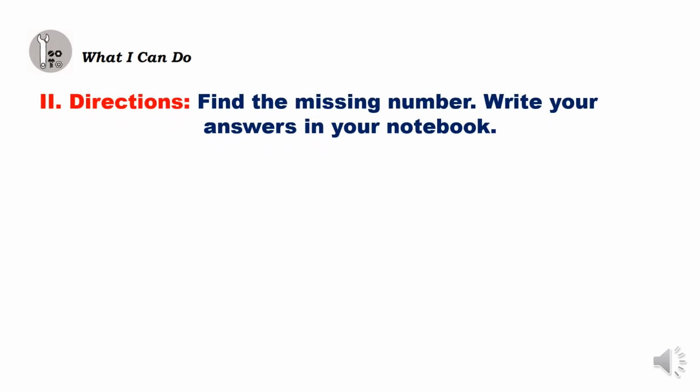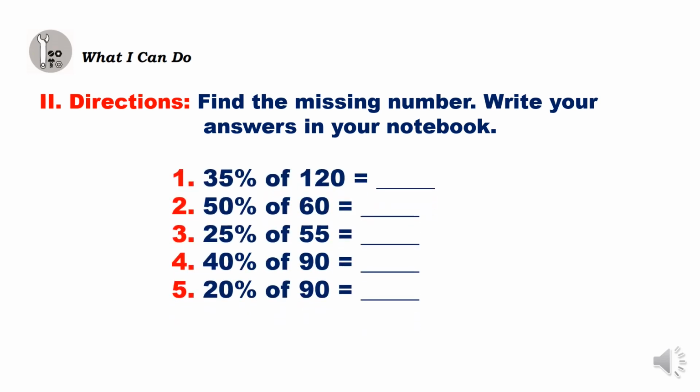Find the missing number. Write your answers in your notebook. 35% of 120. So you need to multiply 35 hundredths times 120, and that is 42. For number 2, 50% of 60. Change 50% to a decimal, and that is 50 hundredths times 60 equals 30. Continue this, numbers 3, 4, and 5.